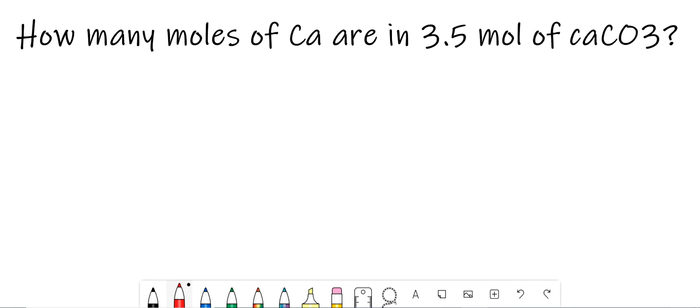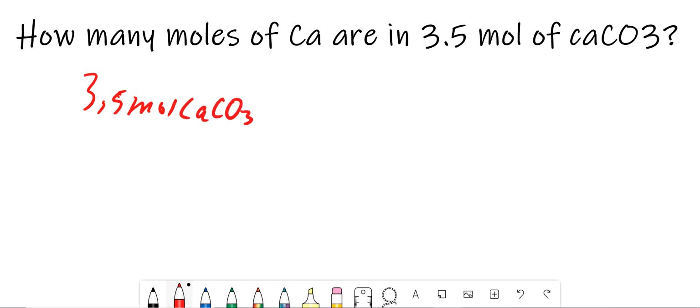Alright, so now I've prepared 3 questions today. So without any further waste of time, let's start with the first question. How many moles of calcium are in 3.5 moles of calcium carbonate? Really easy question, and a lot of people are always confused. Here I'm going to show you in one single step. You are told that there is 3.5 moles of calcium carbonate.